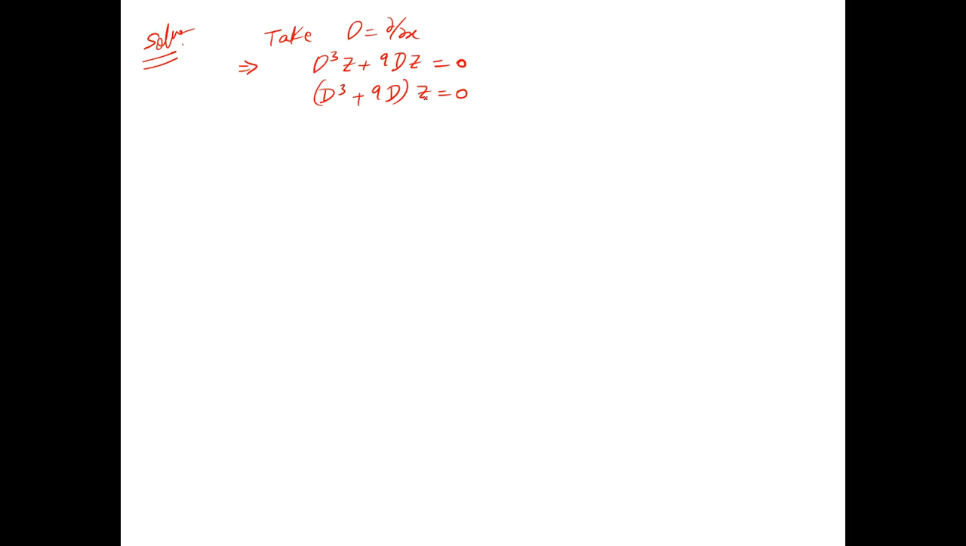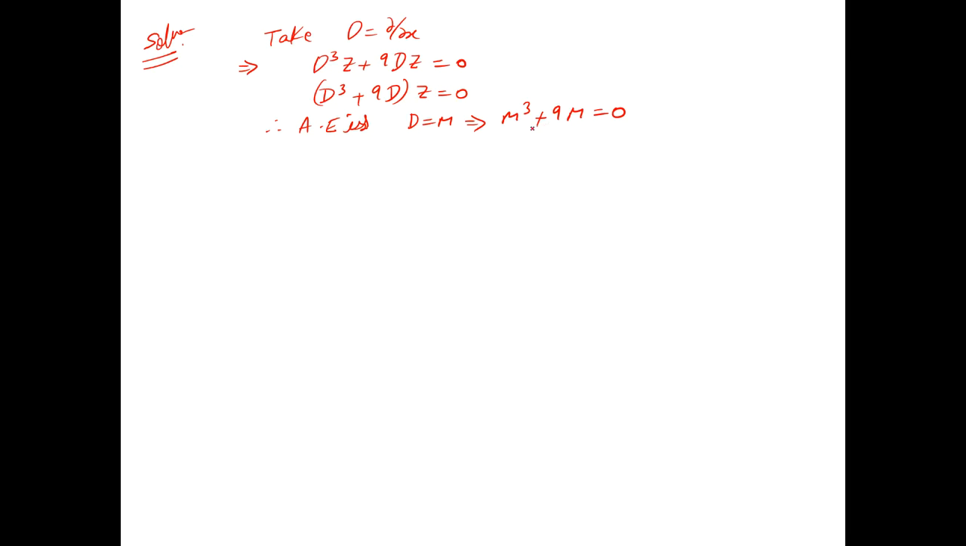Whenever you get this equation, z cannot be 0, therefore D³ + 9D is equal to 0. That equation is nothing but the auxiliary equation, we say. So what is the auxiliary equation? We substitute D = m, and m³ + 9m = 0. This is how we have to simplify. This is our auxiliary equation.